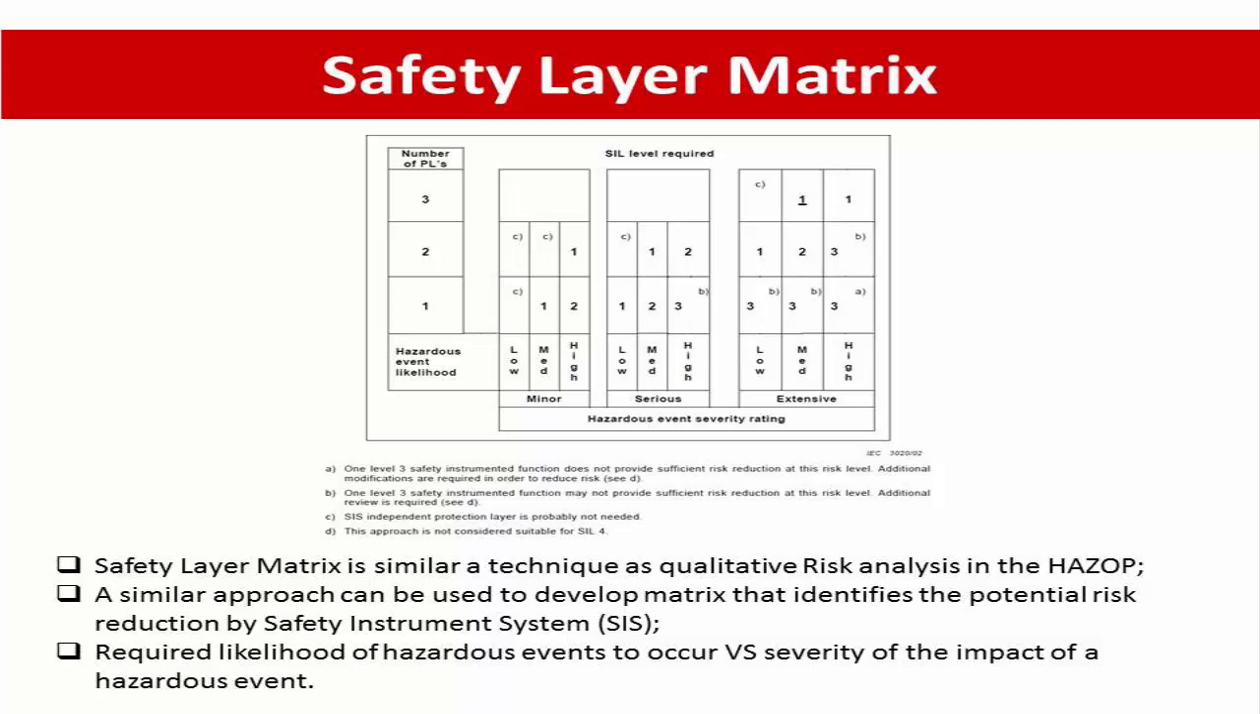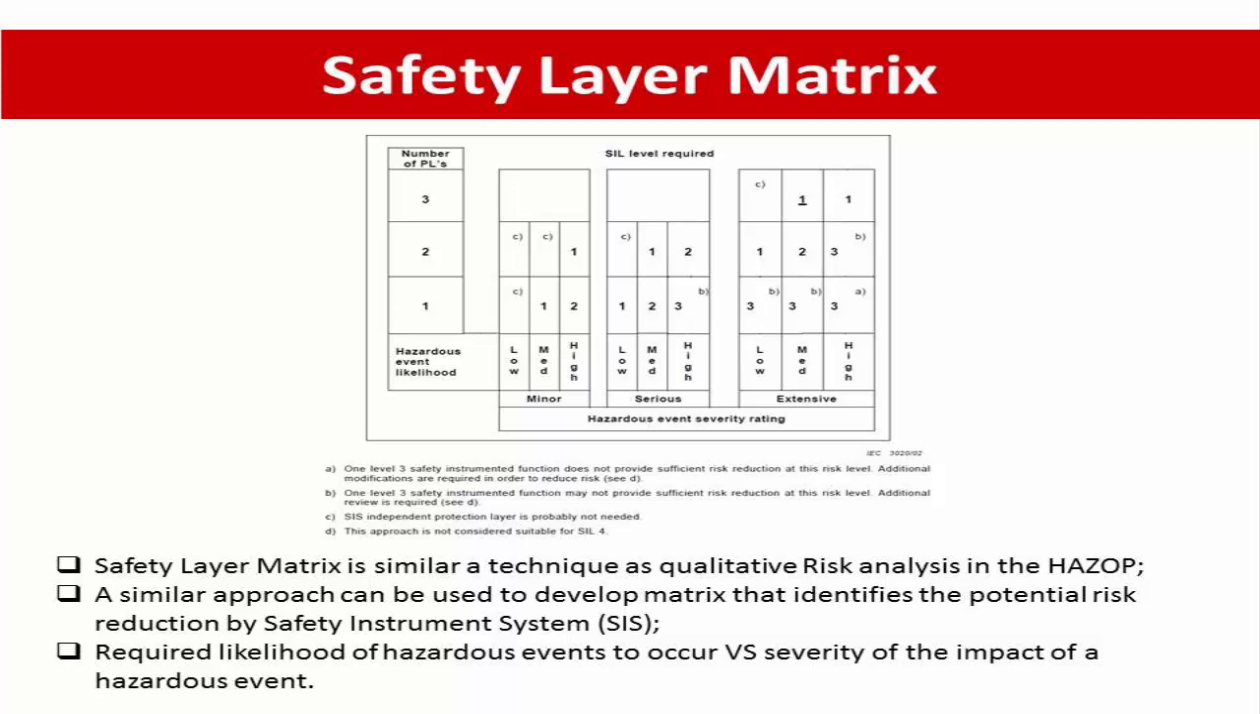or SIS protection layer. Such a risk metric is shown as per the picture, with the safety target level embedded in the metric. The metric is drawn from the severity and likelihood, same as the risk assessment. The left-hand side shows the number of protection layers, starting with 3, 2, and 1.